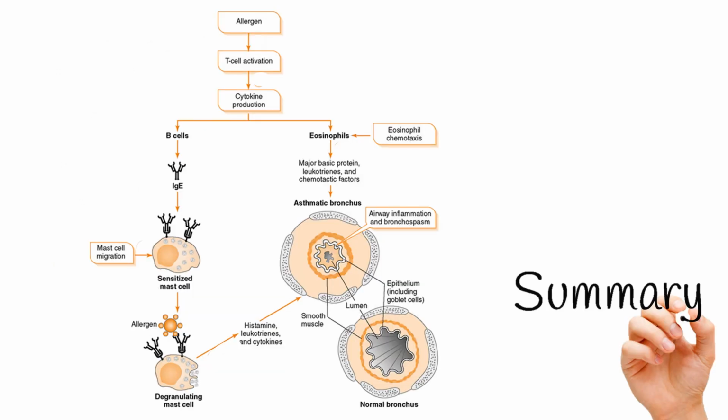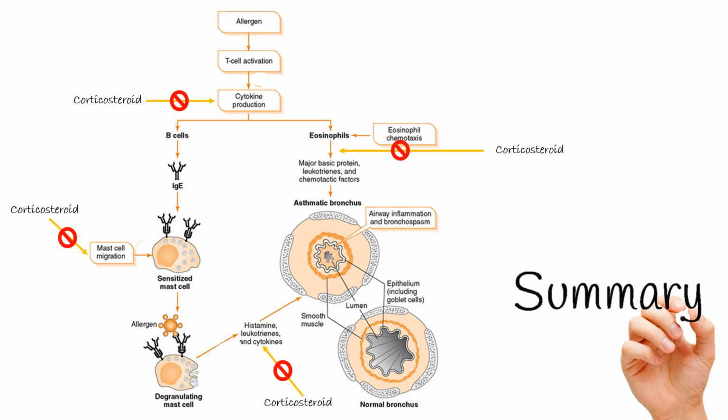Let's do a quick recap of the anti-inflammatory agents that are used in the management of asthma. First of all, we have the corticosteroids. Corticosteroids inhibit the synthesis of virtually all cytokines. They also inactivate NF-kappa B, which is the transcription factor that induces the production of TNF-alpha and other inflammatory agents. Corticosteroids are the first-line therapy for chronic asthma.